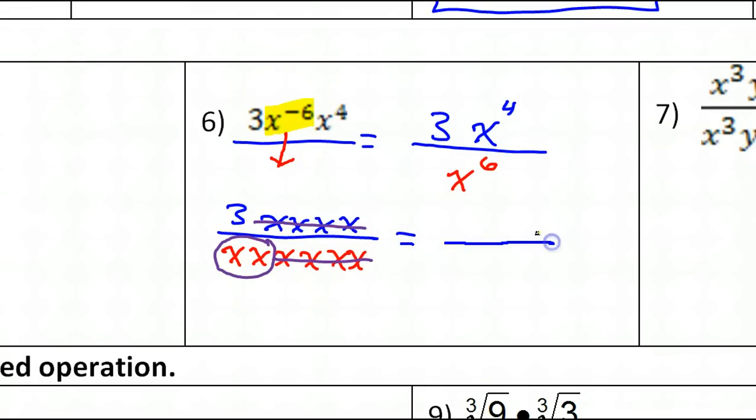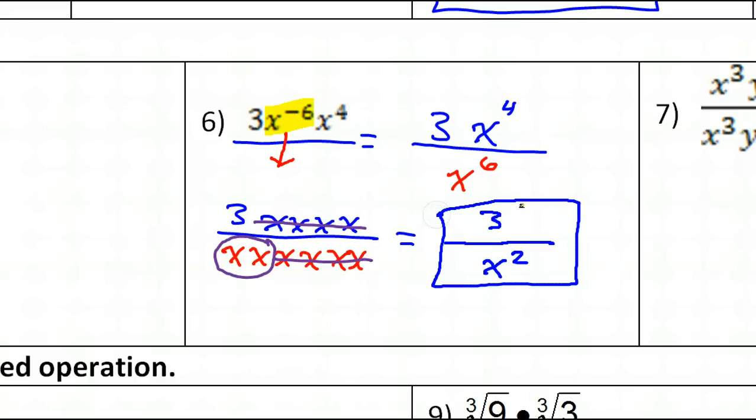Okay, so that's going to be 3 over x squared. Another way to think of this problem: you know how if you have x to the third power times x squared, what would that be? That would be x to the fifth power. So you're familiar with how we add these exponents when we have like bases.